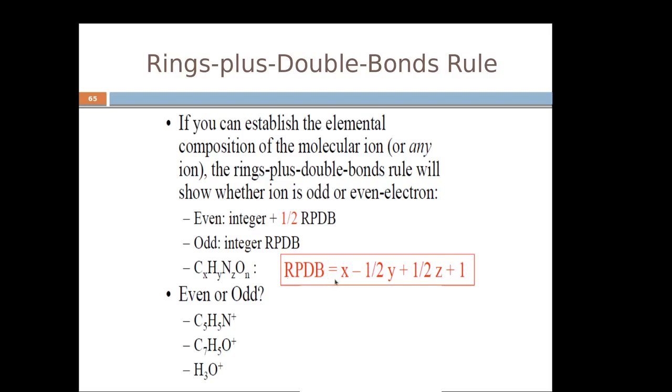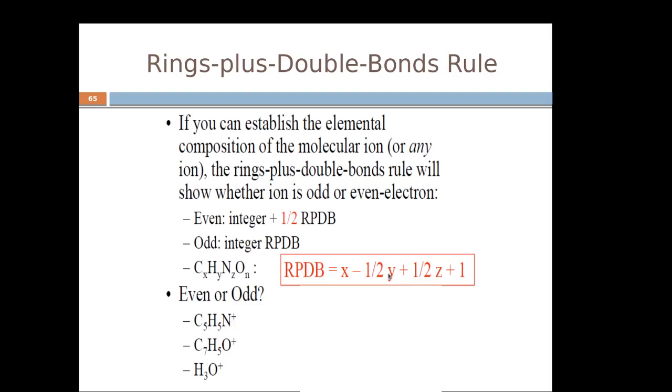then the ring plus double bond rule says that the hydrogen deficiency index is equal to x minus half y plus half z plus 1. Okay, so if the resultant value here is a half integer, then the formed species is an even electron species. But if this value is an integer value, then the formed species is an odd electron species. For example, if you take the case of C5H5N plus, which is a fragment that could result from fragmentation of a parent molecule, then here x is 5, y is 5, and z is 1.